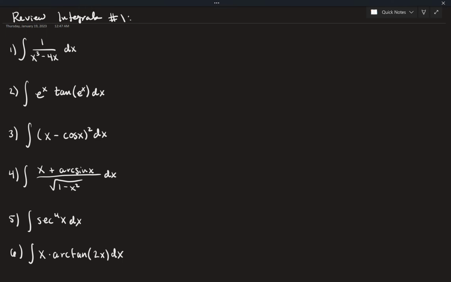Okay, I'm assuming you have. Let's go through them one by one. So for the first one, I notice I have a polynomial here that I can probably factor. I'm going to take out an x, because I notice they have those in common. Then I can factor that x squared minus 4.